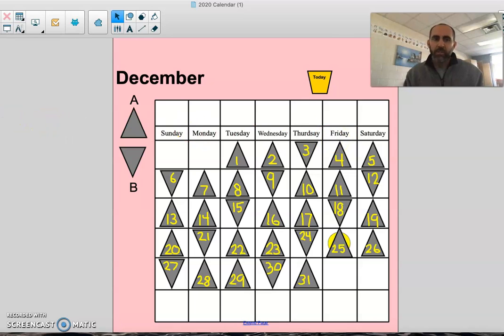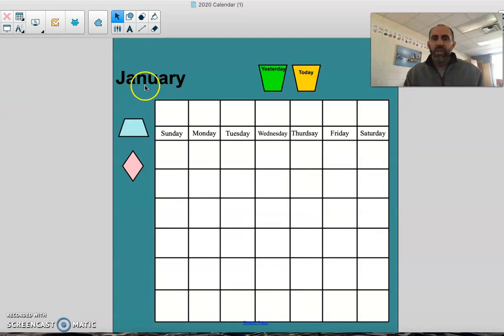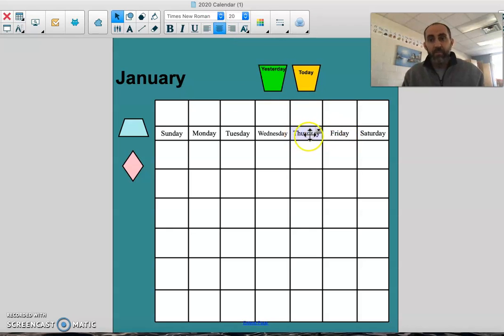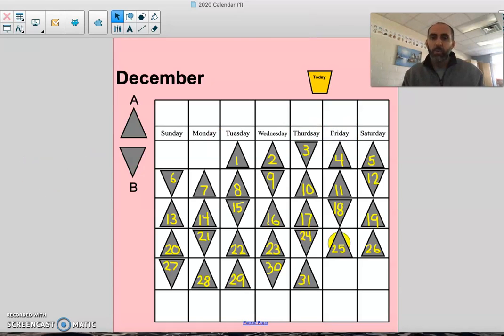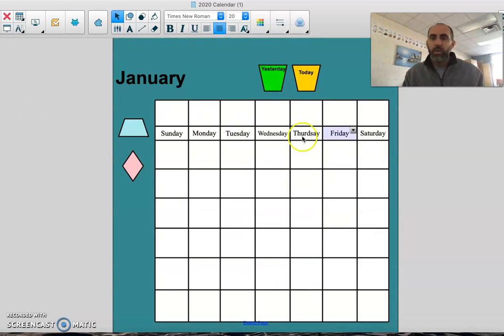So let me move over to our next month. After December, we start back at January. And for this calendar, we're going to start on Friday, because Friday was the last, or sorry, not the last day. The first day will be the first day of January. And we know that because when we look back at December, Thursday was the last day of December. So January, we're going to start on Friday, right here.